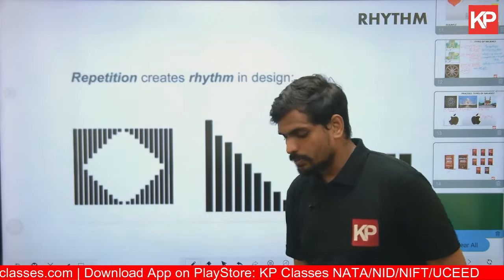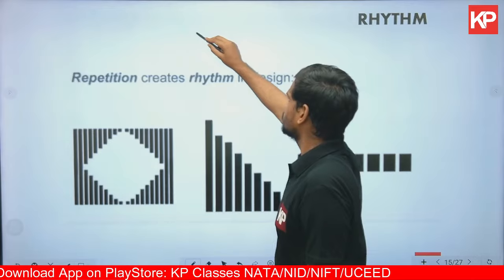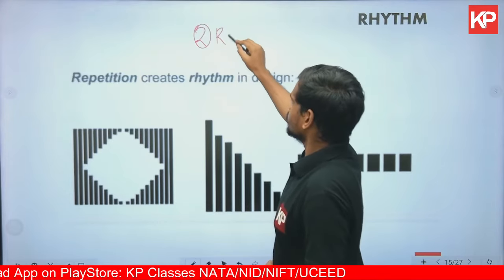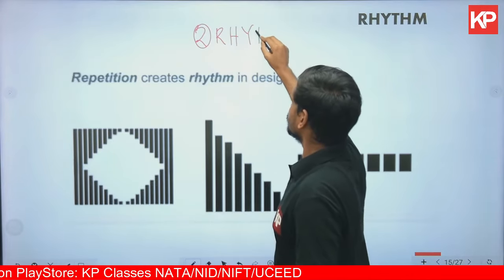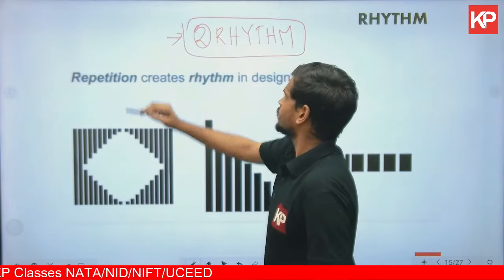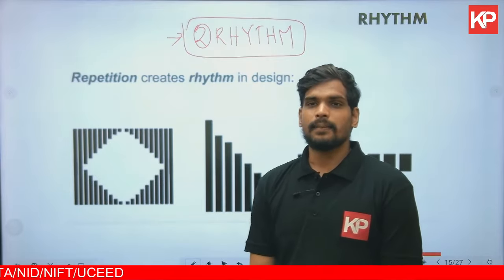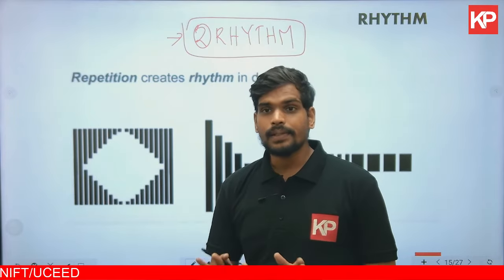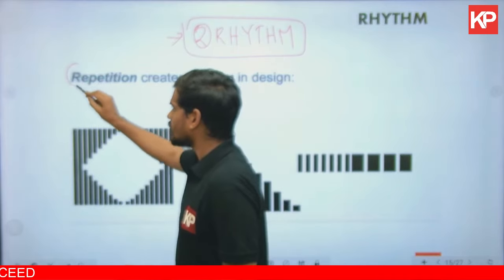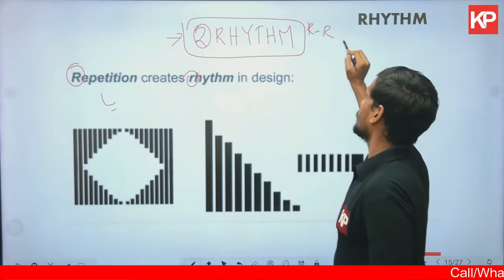So with that, let us move on to the next point under principles of design. The second principle of design is rhythm. Rhythm in design is nothing but repetition. Very simple. Rhythm, repetition starts with R. So remember it as R to R.